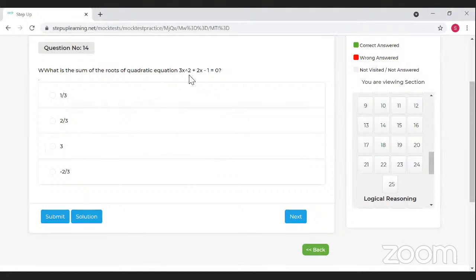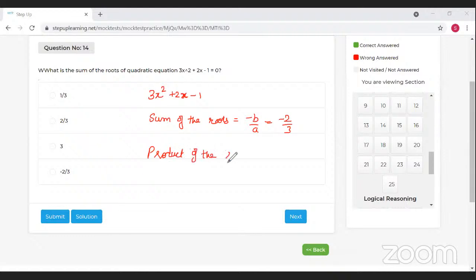Okay. What is the sum of the roots of the quadratic equation? Faisal, what will be the sum of the roots? Your equation is 3x square plus 2x minus 1, right? So sum of the roots will be what? Minus b by a. So here your answer will be minus 2 by 3. Product of roots will be what? Will be equal to c by a. So c by a will be what? Minus 1 by 3. So the answer for this one is minus 2 by 3.